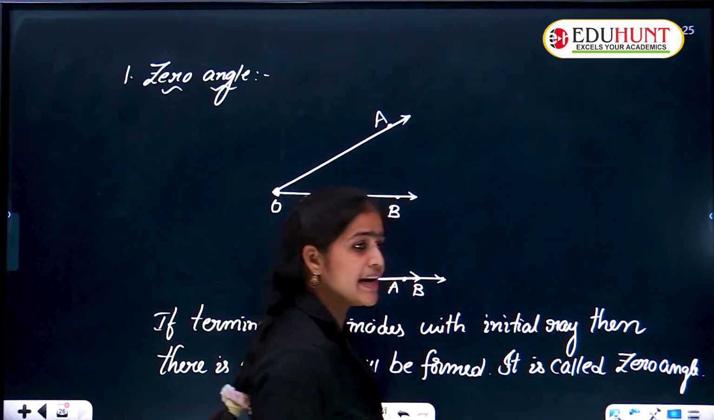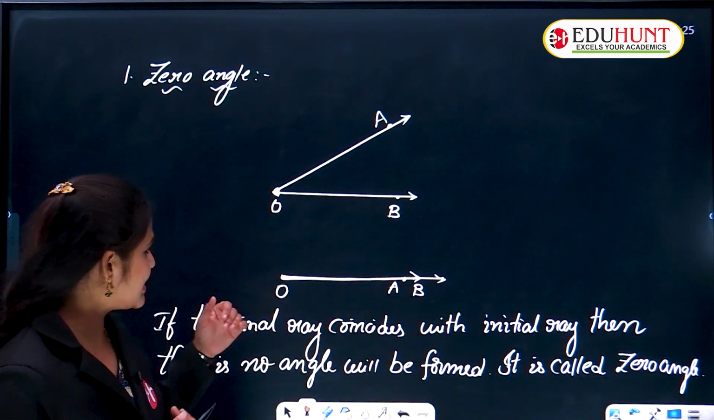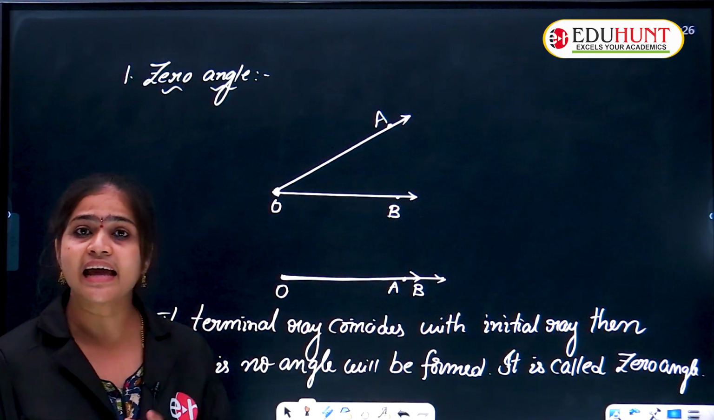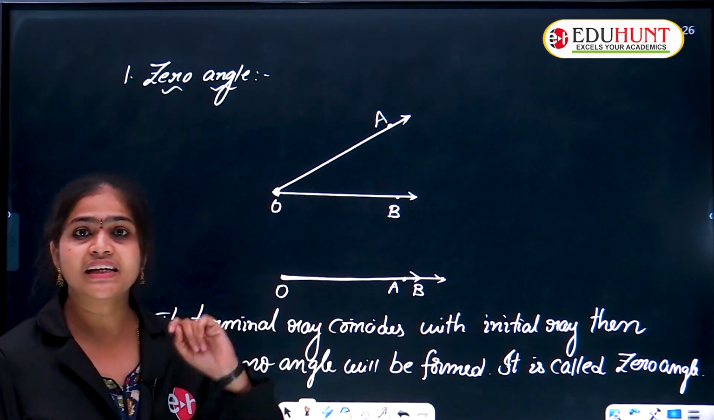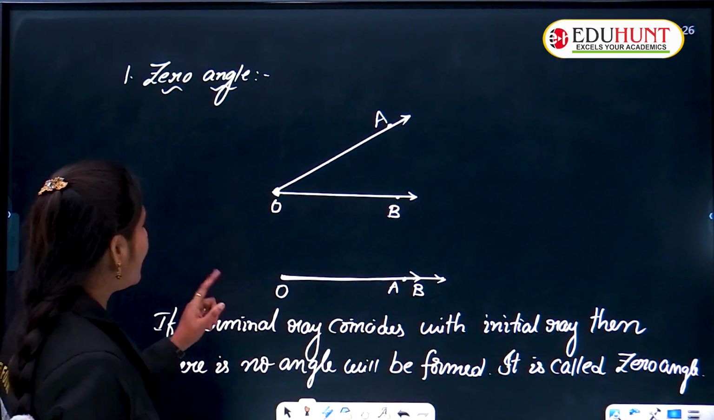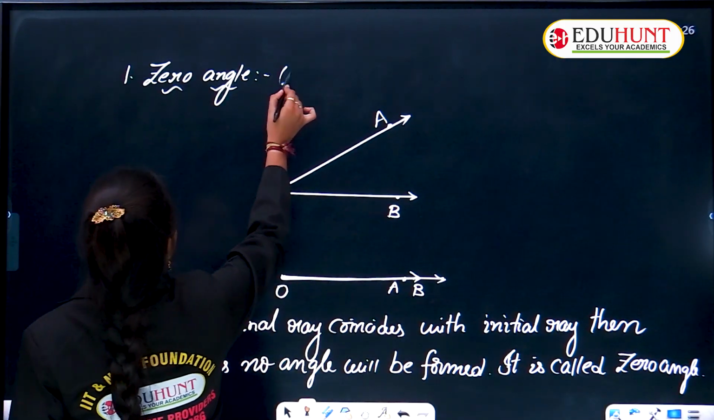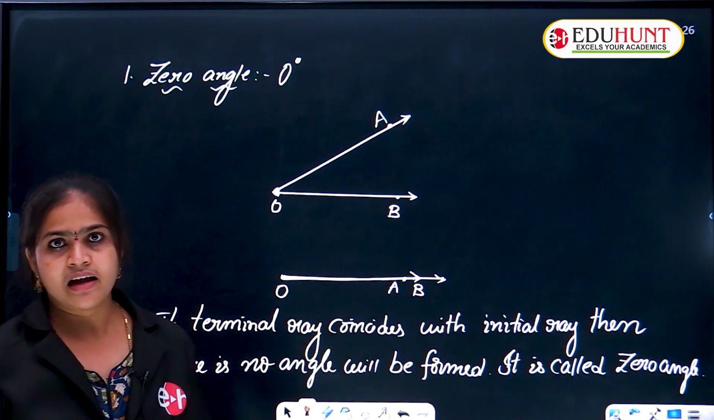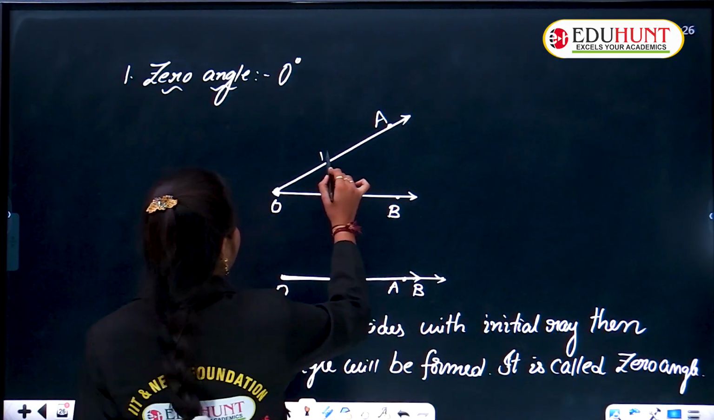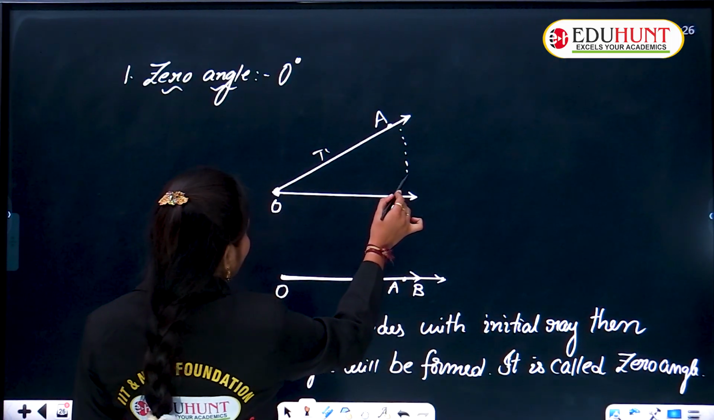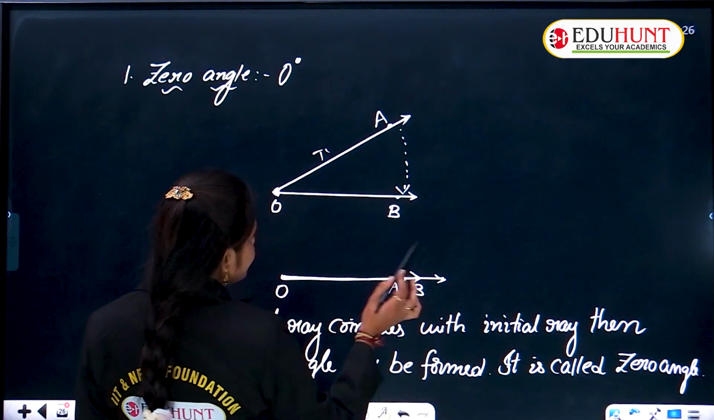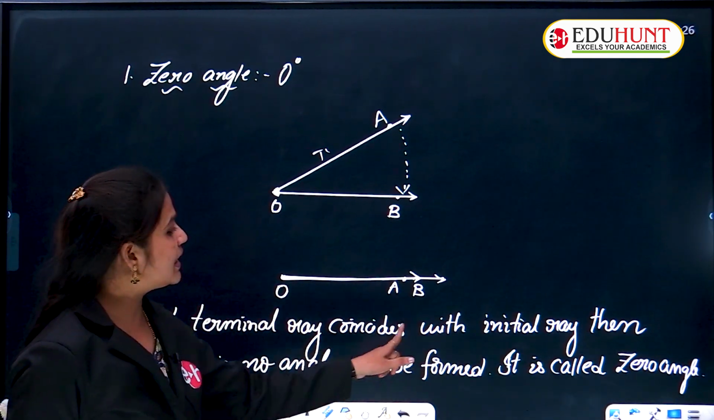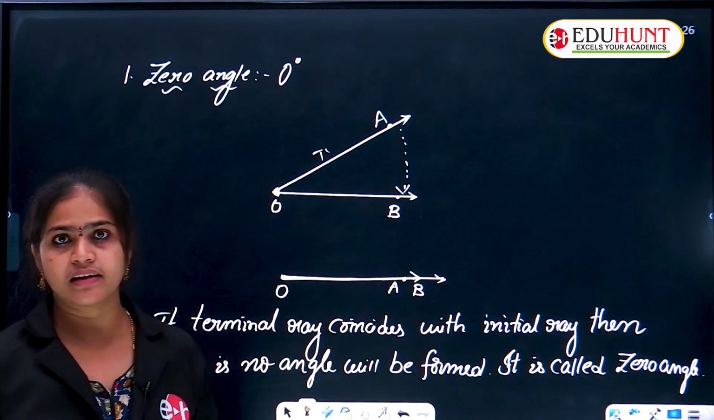Zero angle is also one of the angles, which doesn't form any angle, so that is zero angle. How to represent that angle? I told you, represent with a degree symbol. Now here 0 degrees, how can we represent 0 degrees? This is the representation of 0 degrees. Understood? Here see that the terminal ray moves in a clockwise direction and coincides with OB. Then no angle is formed here, and that angle is called zero angle.